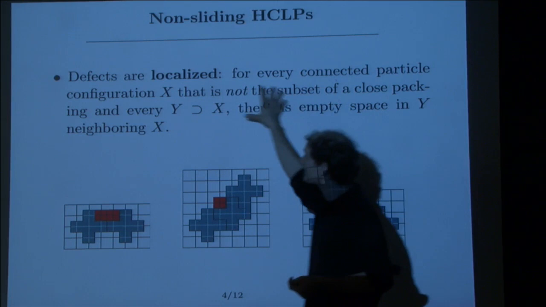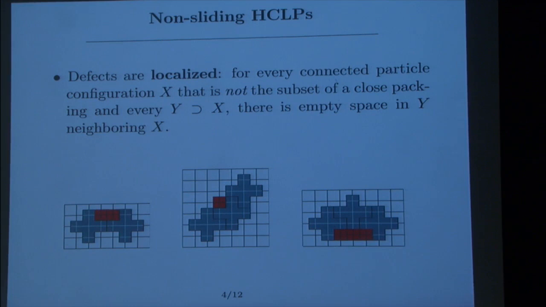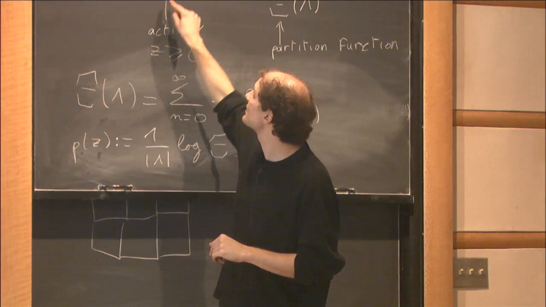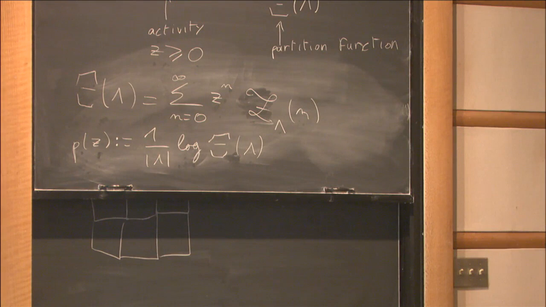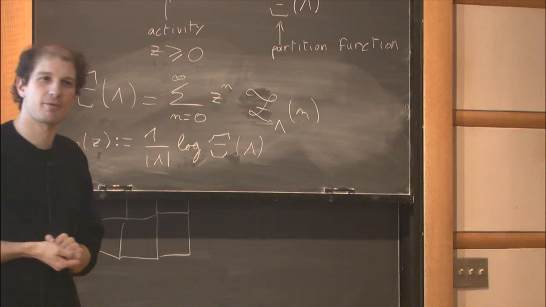And by this condition, I know that there will be empty space right near them, which means that the entire interface between these two tilings will have to consist of a positive fraction of empty space. Empty space is good or bad, depending on your point of view. Empty space is improbable. I'm interested in high density phases. I'm interested in large values of z, which means that I'm interested in lots of particles. If I have empty space, I reduce the number of particles, and I reduce the probability of my configuration.